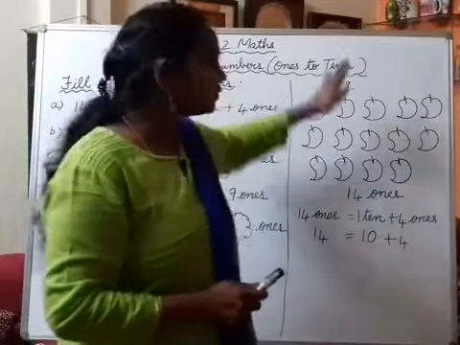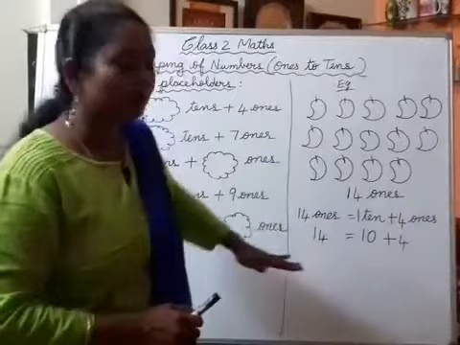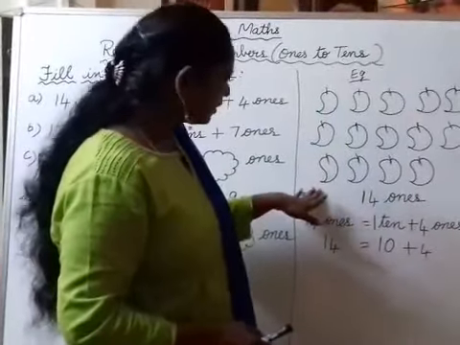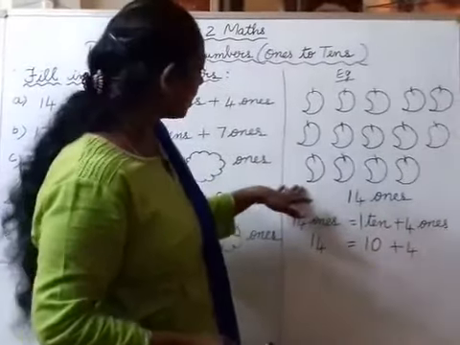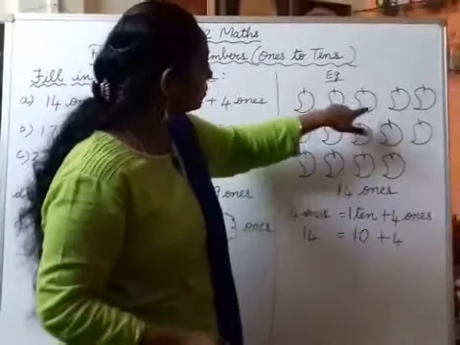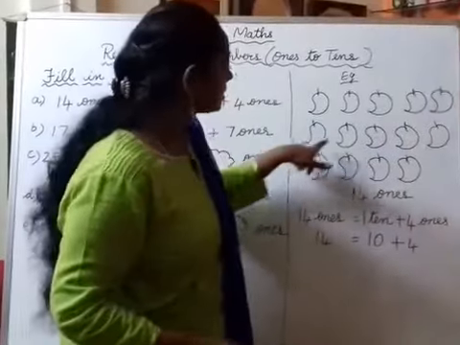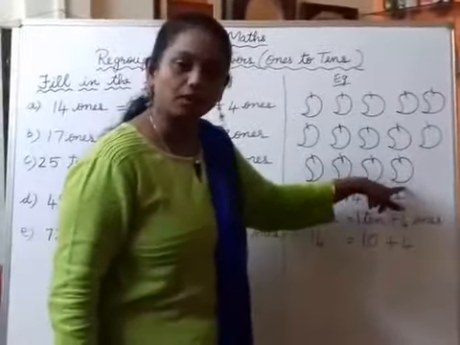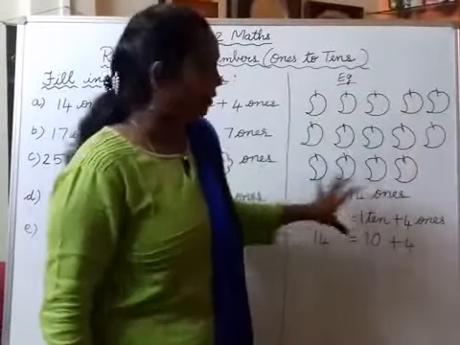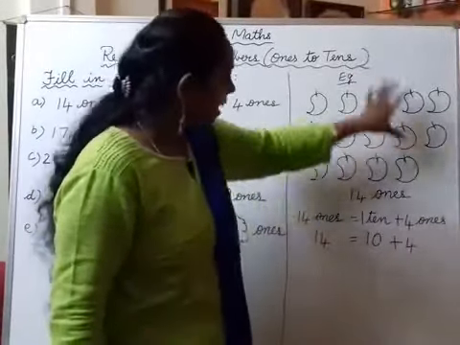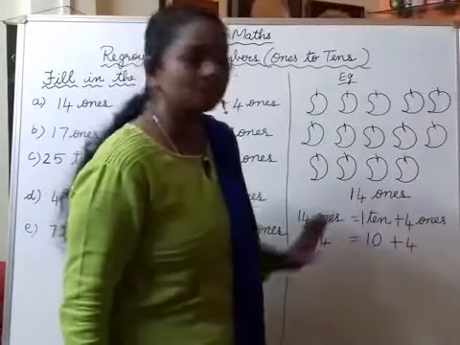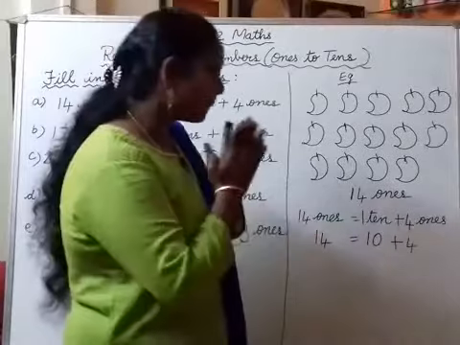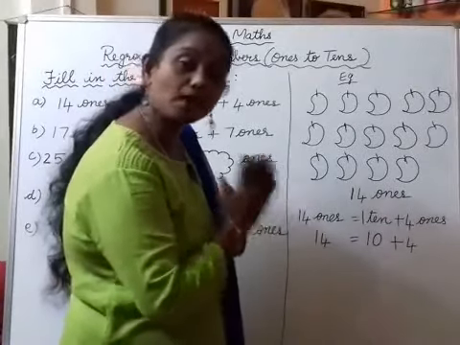Okay, so I give you a simple example. I have drawn mangoes here. So shall we start counting? Count करेंगे: 1, 2, 3, 4, 5, 6, 7, 8, 9, 10, 11, 12, 13, 14. So there are 14 mangoes here. I have written 14 ones. Okay, so ones place में 14 mangoes है, that is 14 ones है.